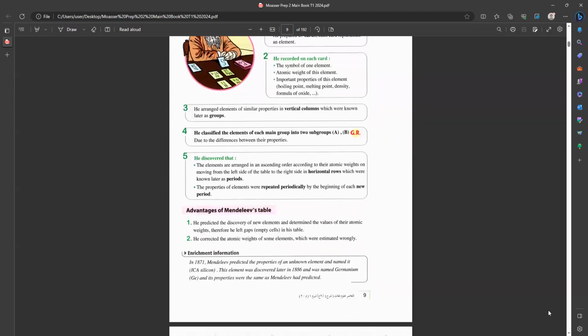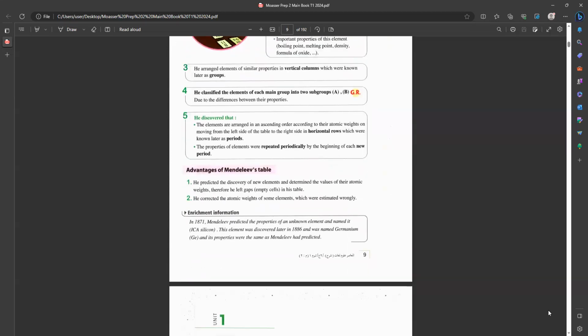He has two advantages, or good things, about Mendeleev's table. He discovered that the elements were not organized correctly because not all the elements had been discovered. So he predicted the discovery of new elements, gave each an empty gap, and predicted its atomic weight. He also corrected the wrong atomic weights that were discovered before him.